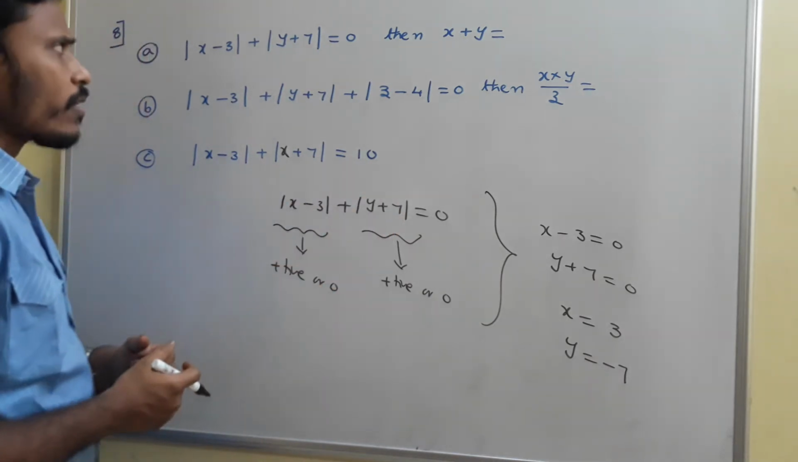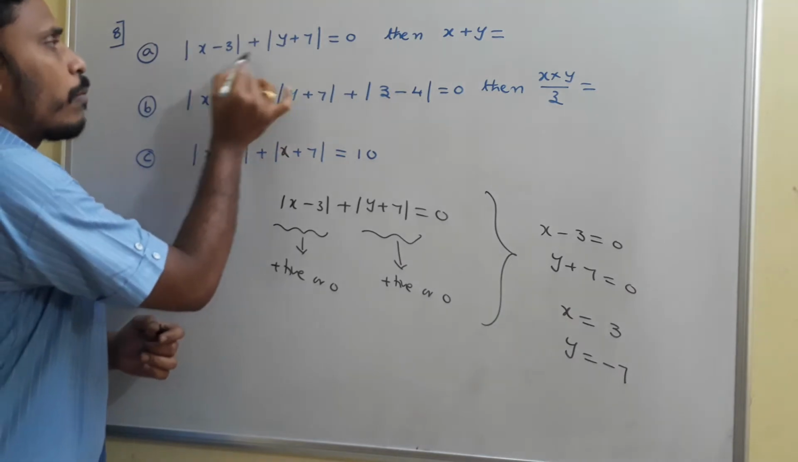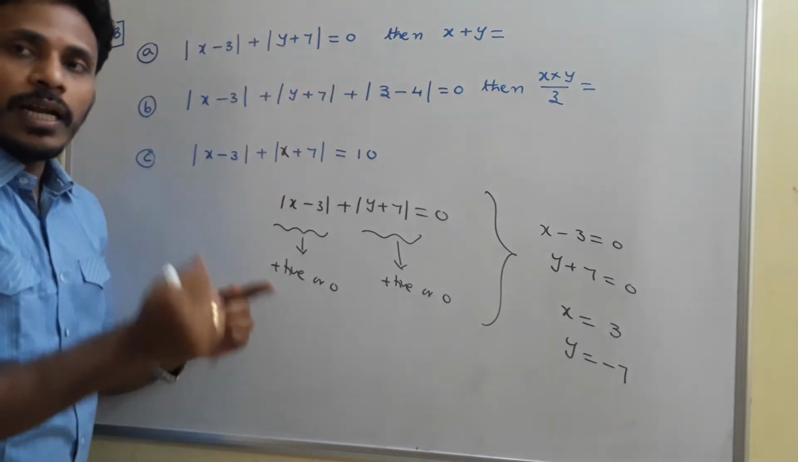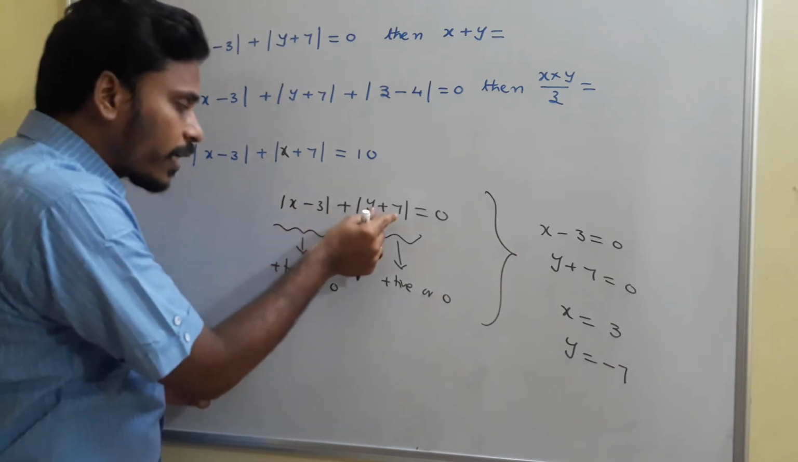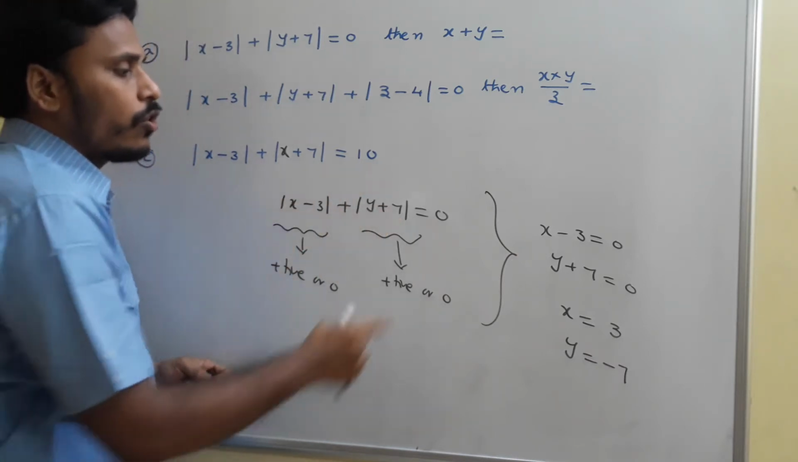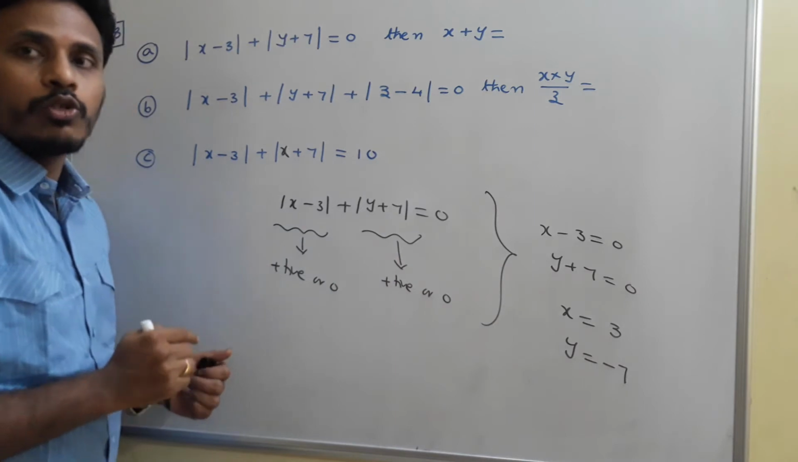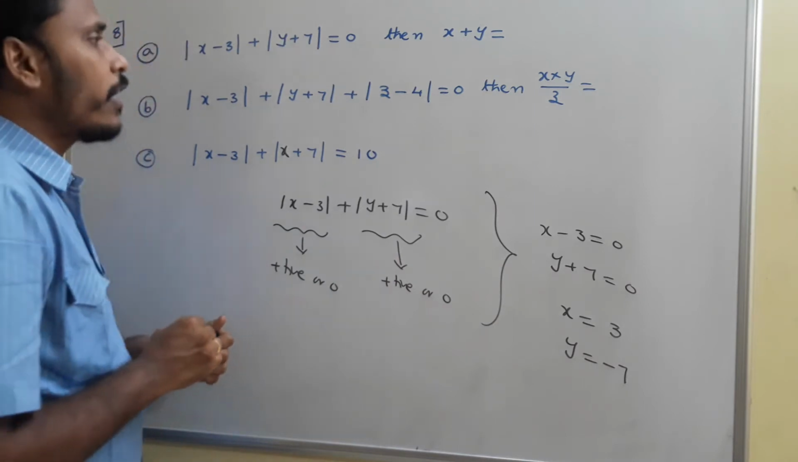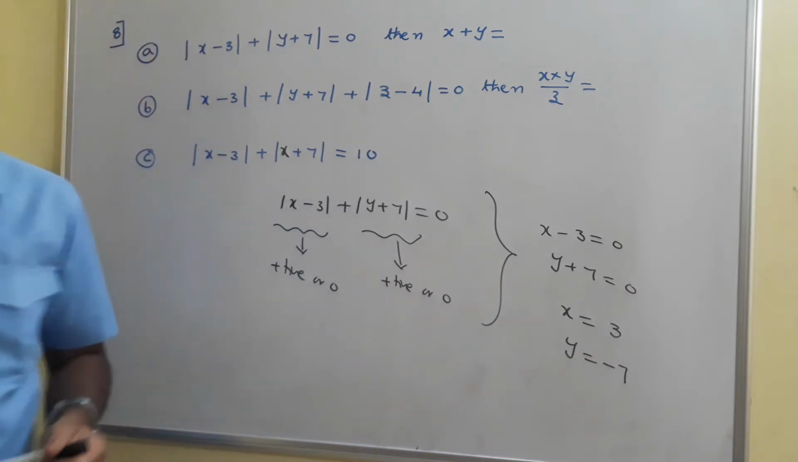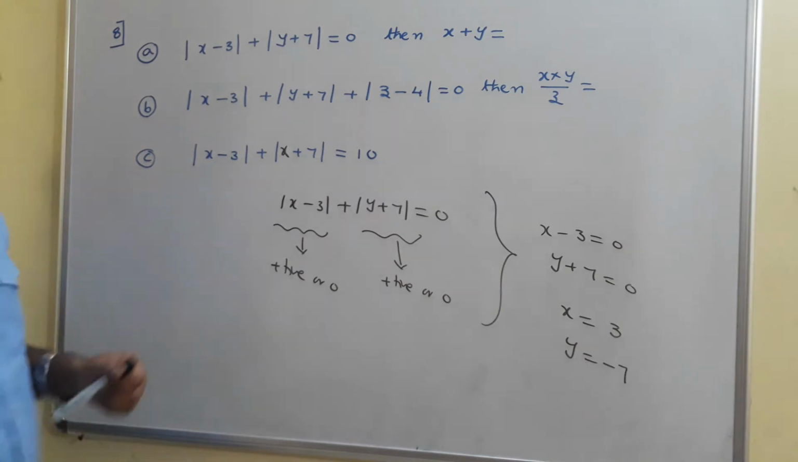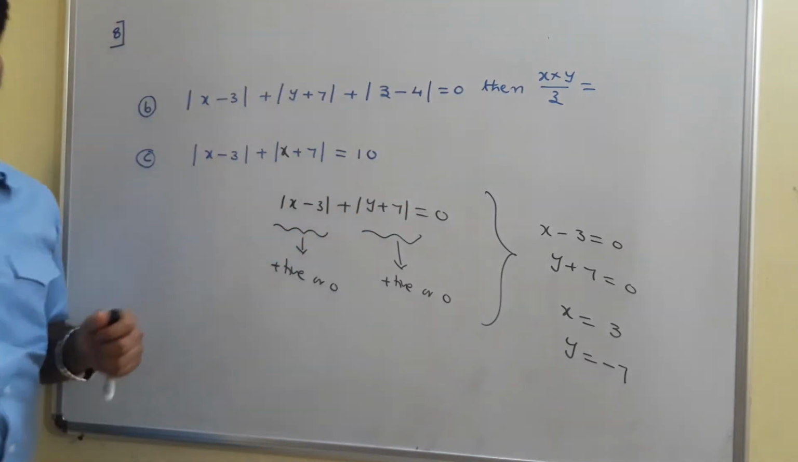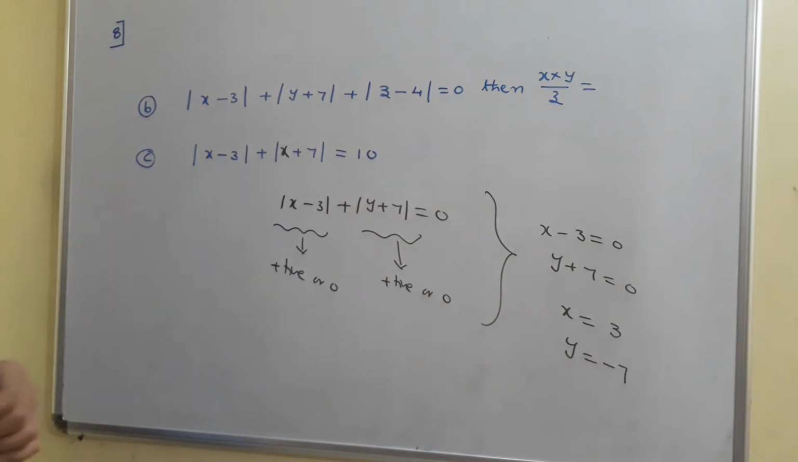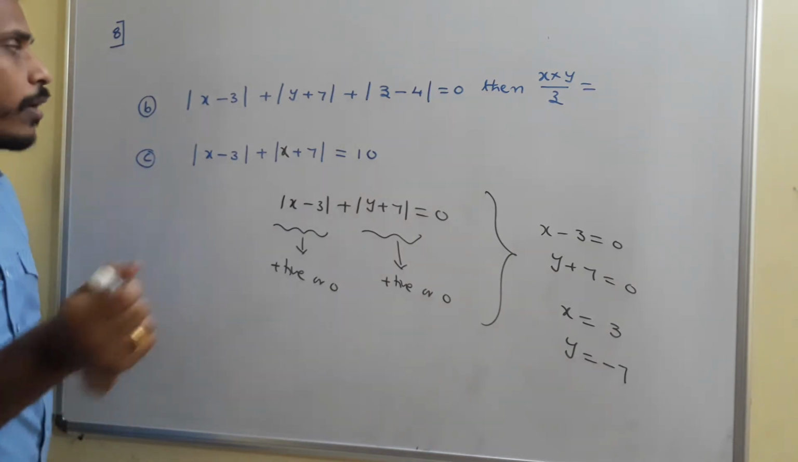Once again, coming to the first problem, the sum of two moduli is 0. In the sense each one is 0, and that happens only if the expression in the modulus is 0. So x is equals to 3 and y is equals to minus 7. In the same way, if you think about the second problem, what you see about x, y and z. I am erasing the first one. Just think about the second one, and just look at it.